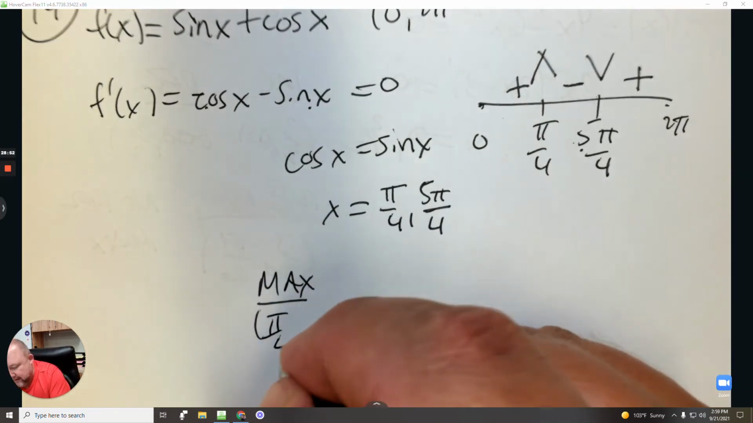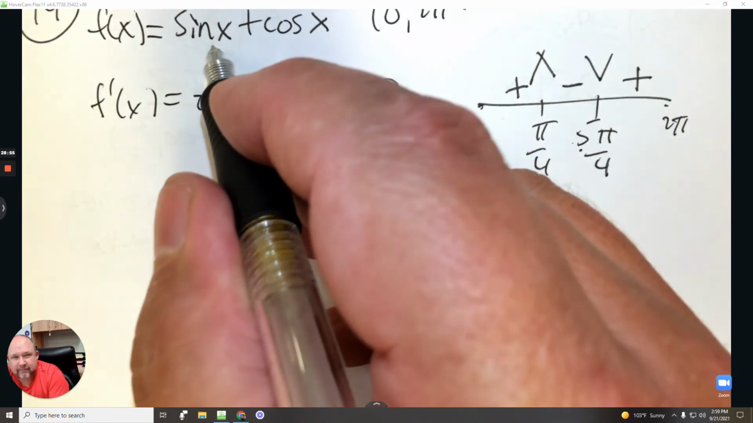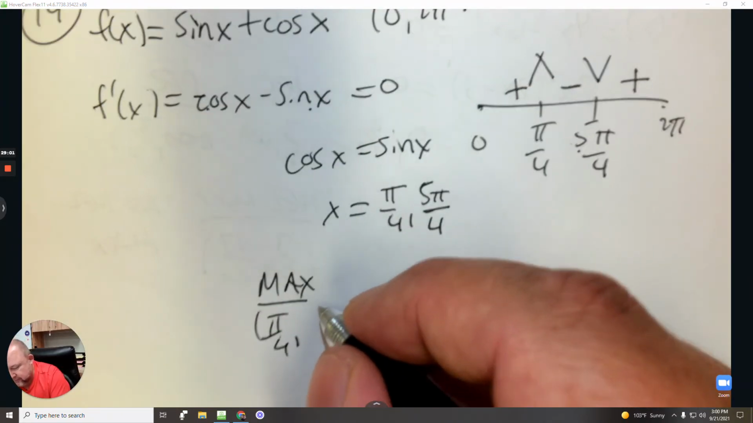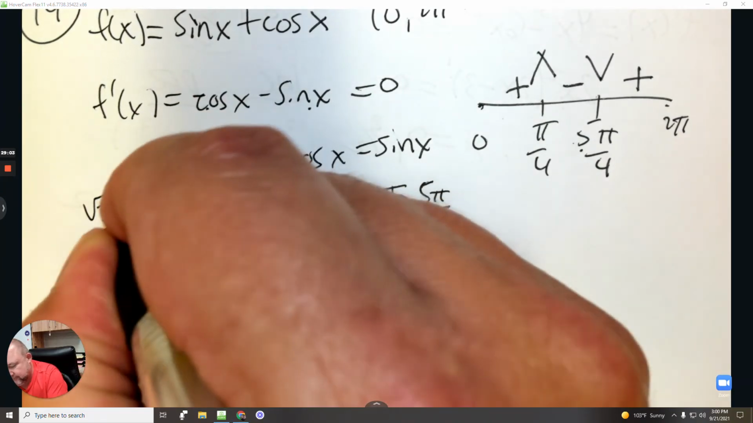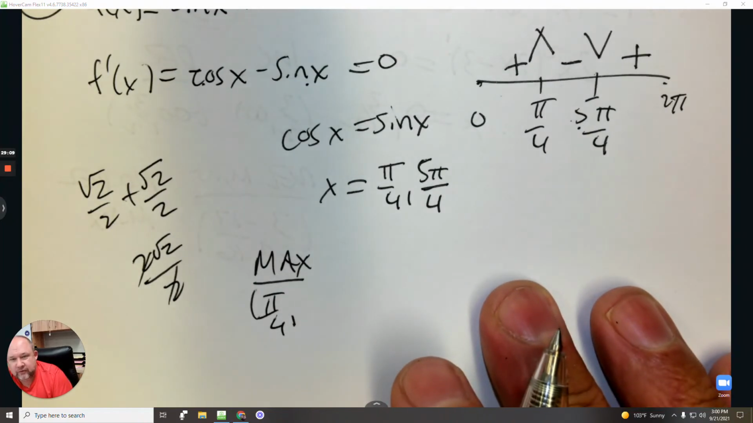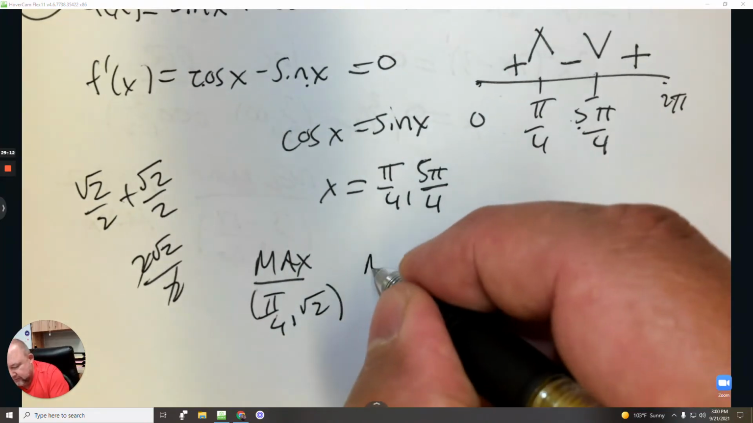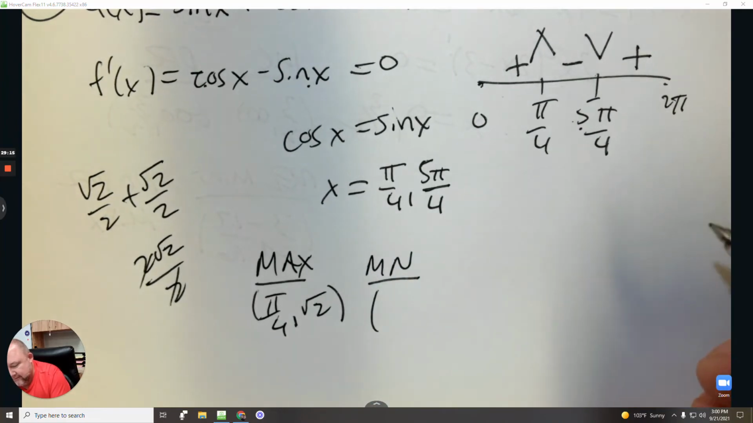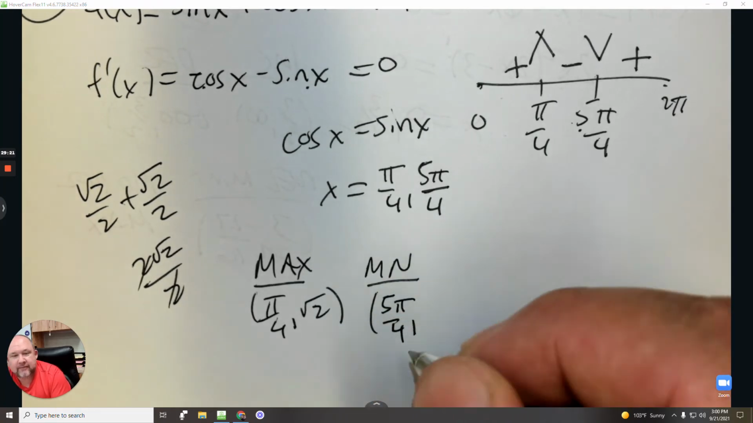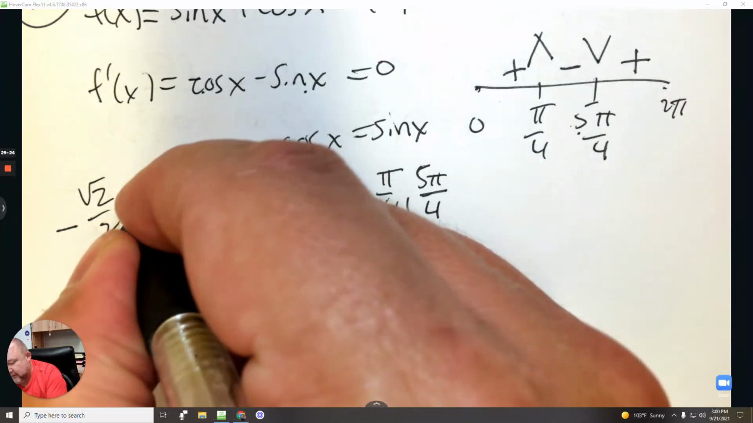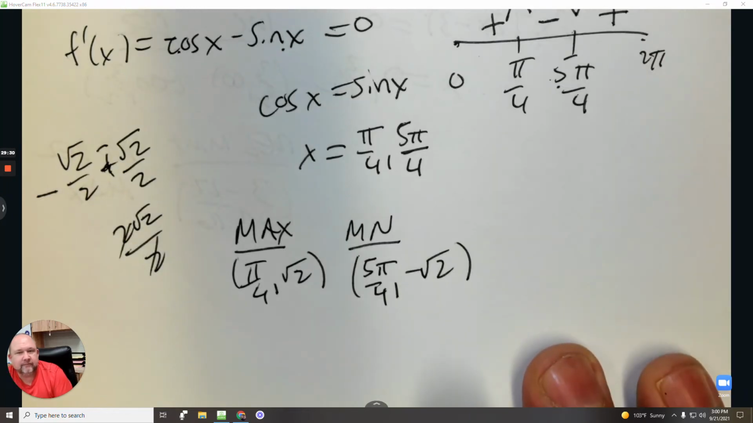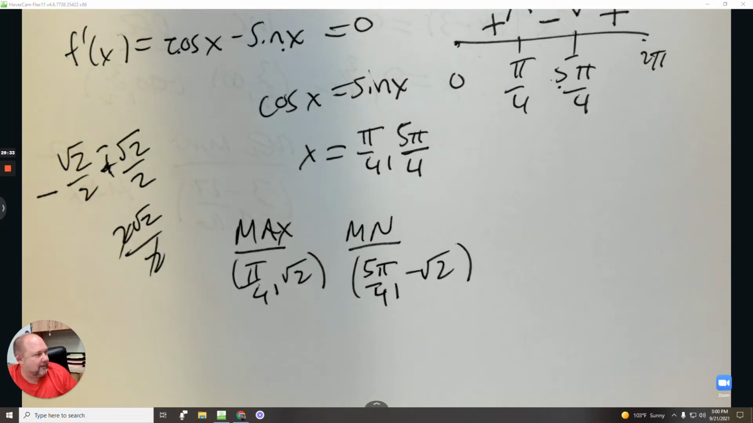So we have a maximum at pi over 4, then sine at pi over 4 plus cosine at pi over 4 is root 2 over 2 and root 2 over 2. So that's 2 root 2 over 2, and if you simplify it's just root 2. The minimum is at 5 pi over 4. Same thing is going to happen. It's just that both of these are negative at 5 pi over 4. So it simplifies to negative root 2. And there's your maximum and there's your minimum.